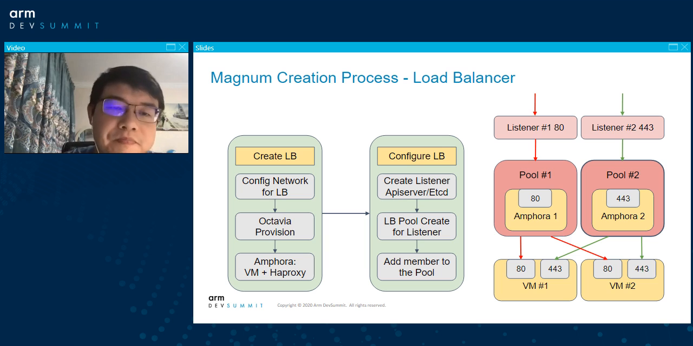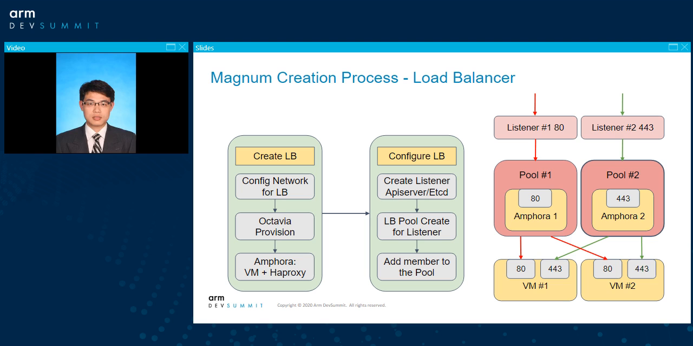Because our solution is on top of OpenStack, we are using the OpenStack load balancer as a service, called Octavia, to do these things. The process is, first we create the load balancer. Octavia will connect the network for the load balancer, and after that Octavia will provision an amphora. One amphora is a virtual machine with HA proxy installed, so it can serve as a load balancer and be mounted with a floating IP to offer external network support.